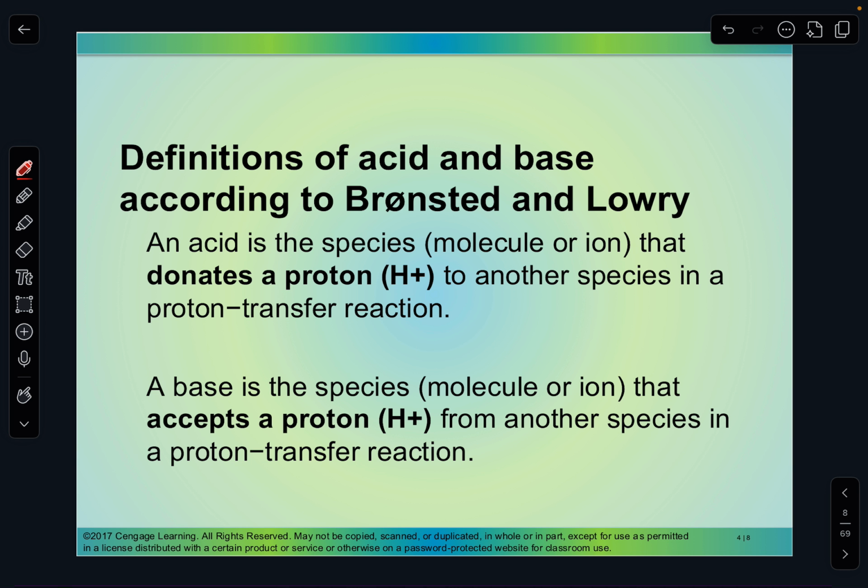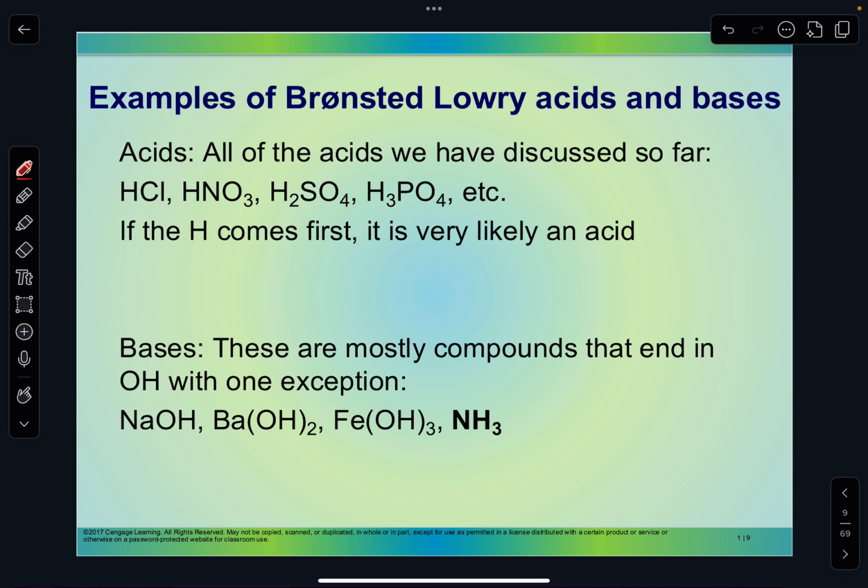And so if it donates a proton, it is a Bronsted-Lowry acid. If it accepts a proton, which is different than donating an OH, but is basically a very similar mechanism, then it's going to be a Bronsted-Lowry base. And so let's take a look. Does it explain? Yes, it does.